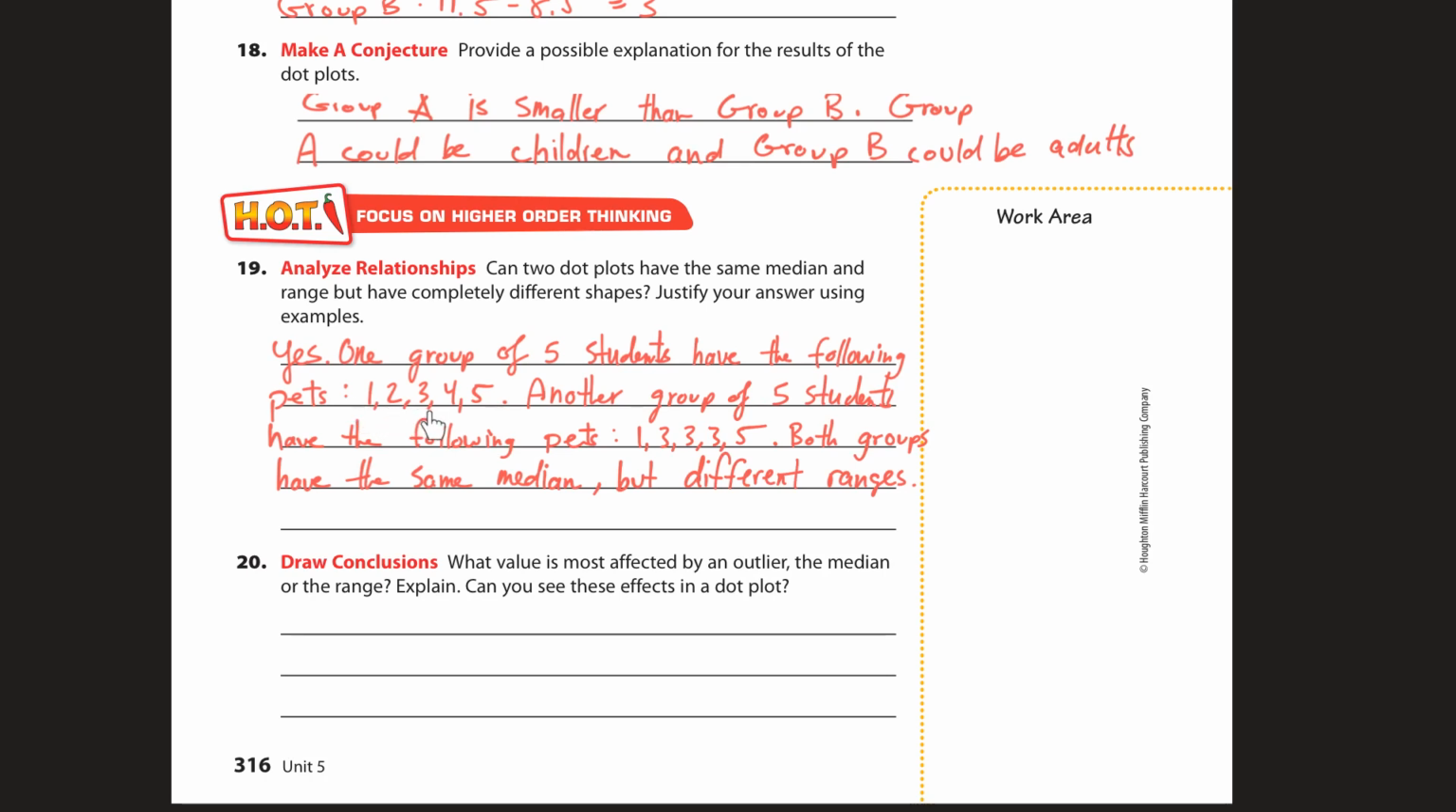If I were to draw this, it would be 1, 2, 3, 4, 5, and a student would have 1 of each. There would be one student that has each of those. That's for one group. And then another group: 1, 2, 3, 4, 5. A student would have 1, 3 students would have 3, and 1 student would have 5. So there's your different shape right there. So there you go.